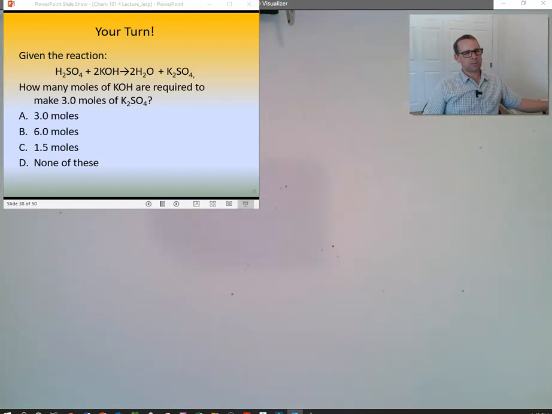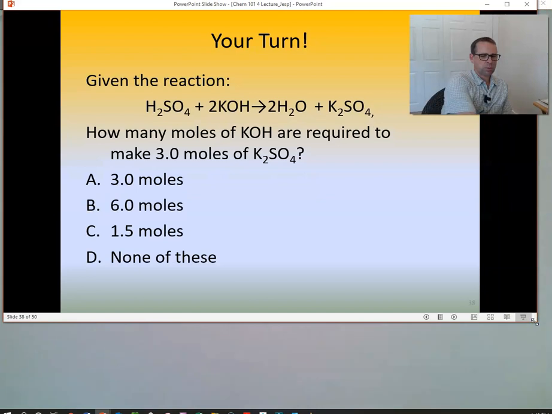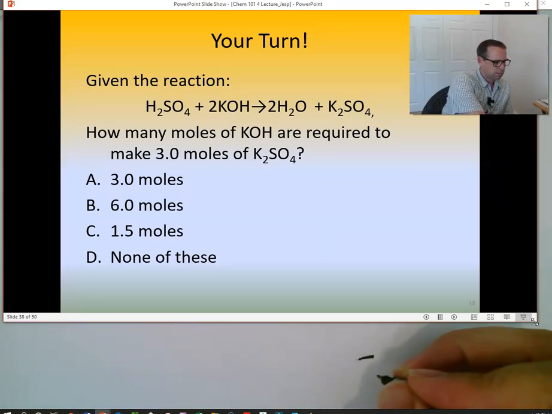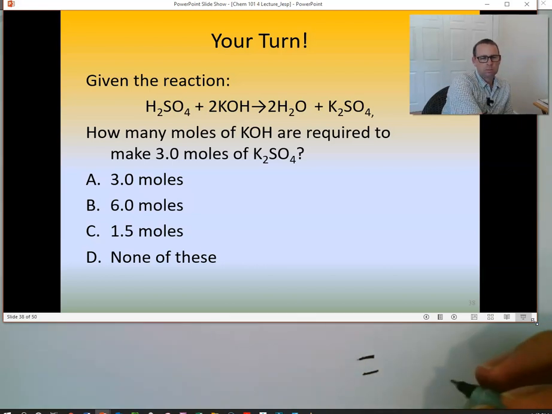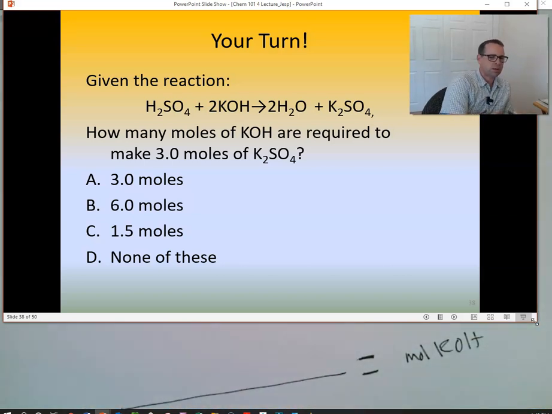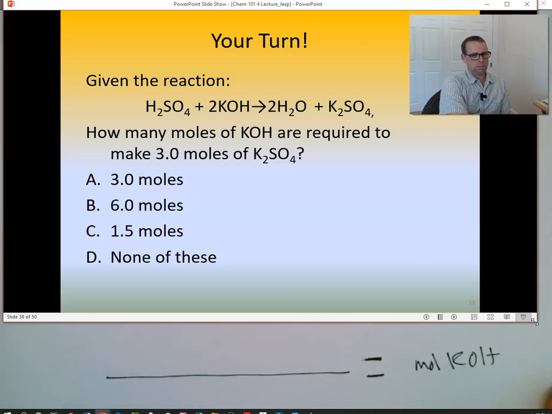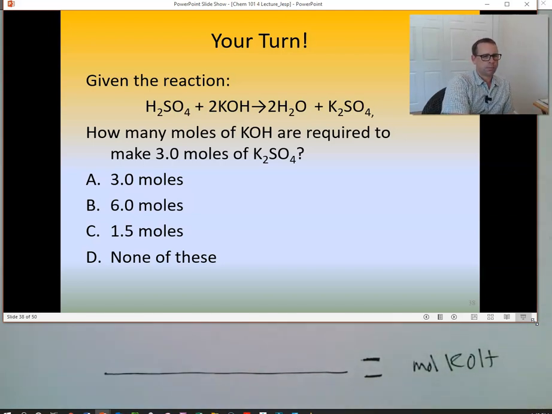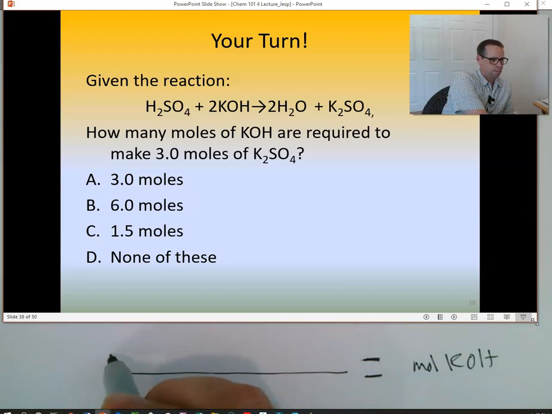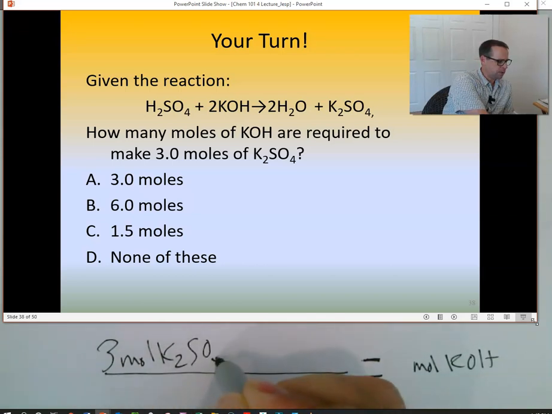So how many moles of potassium hydroxide are required to make 3 moles of potassium sulfate? To the right of the equal sign, what goes there? Moles of KOH. Very good. Moles of potassium hydroxide. And then what goes to my top left? It'll be the 3 moles of K2SO4. Very good. Potassium sulfate. Excellent.